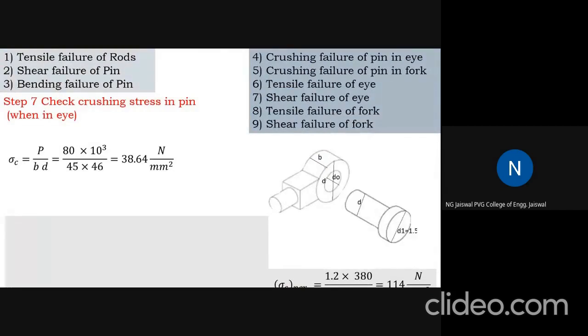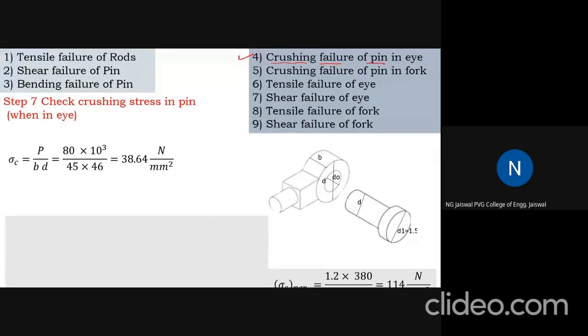Next is then the crushing failure, because I told you that all these failures will now be required to cross check. Okay. So checking the crushing stress. Since I am considering the crushing failure, I must check the crushing stress. That's why step 7 is written as check crushing stress in pin. Check crushing failure of pin. It means check crushing stress in pin.